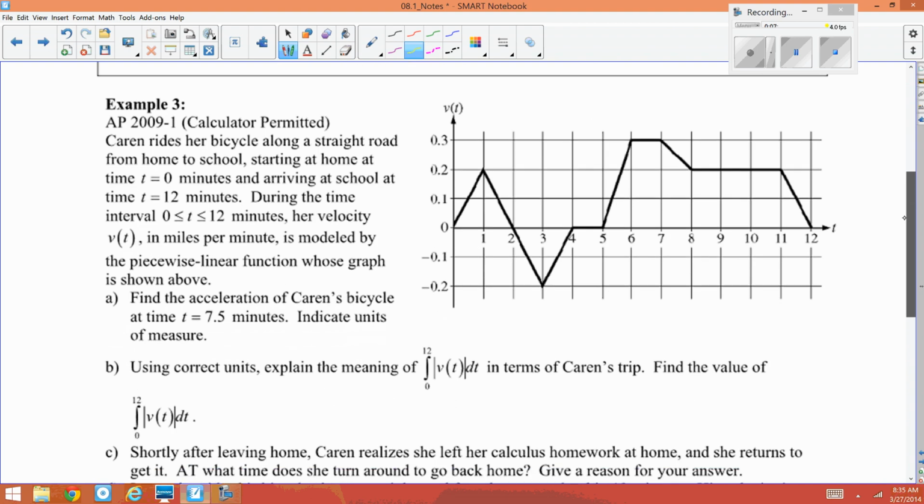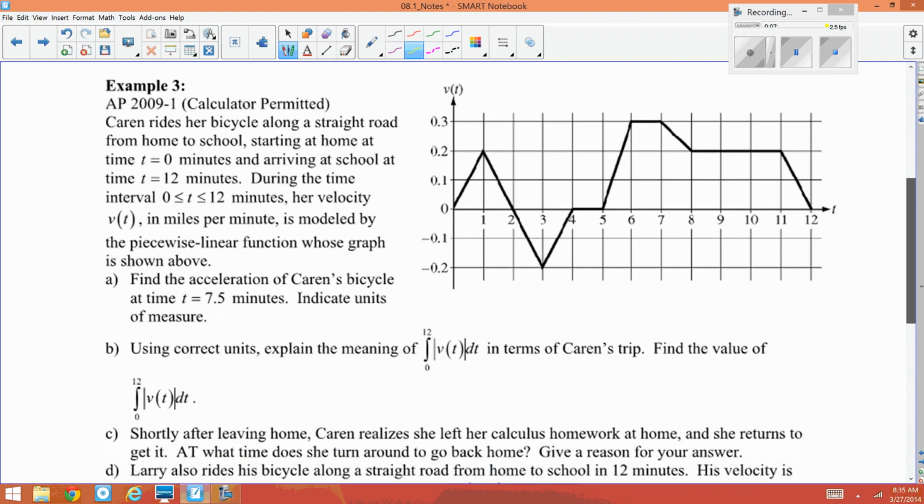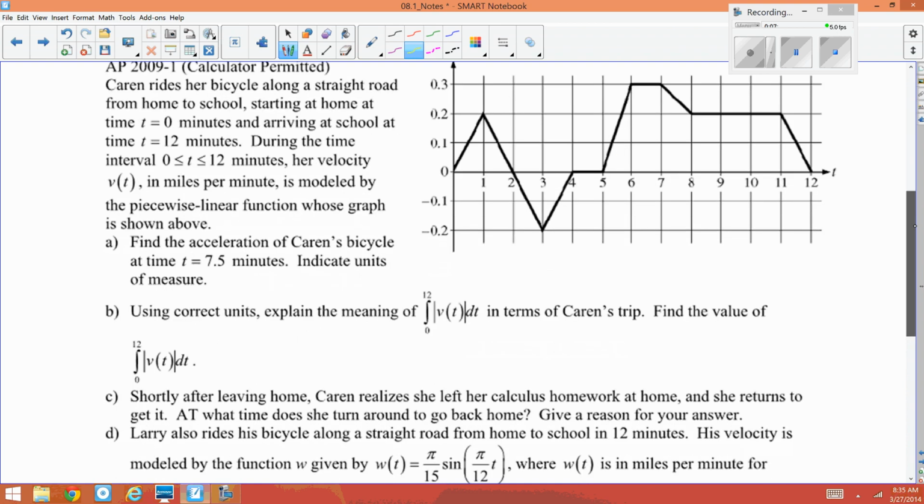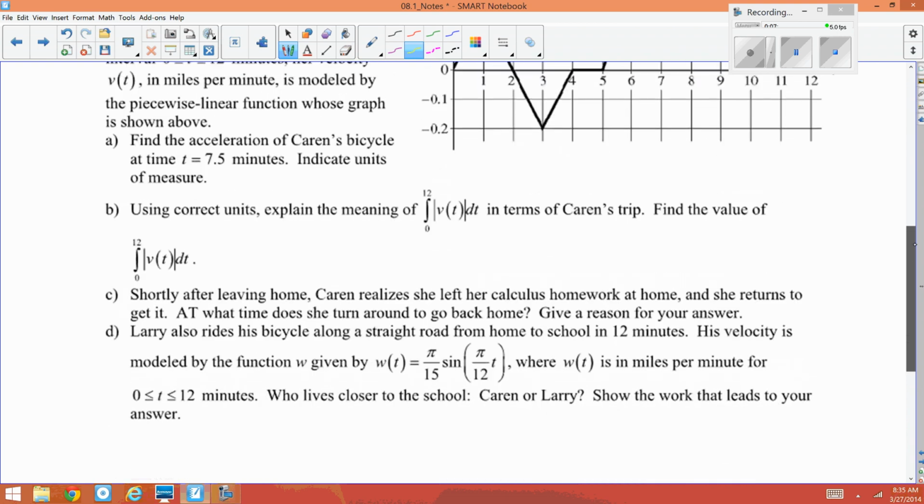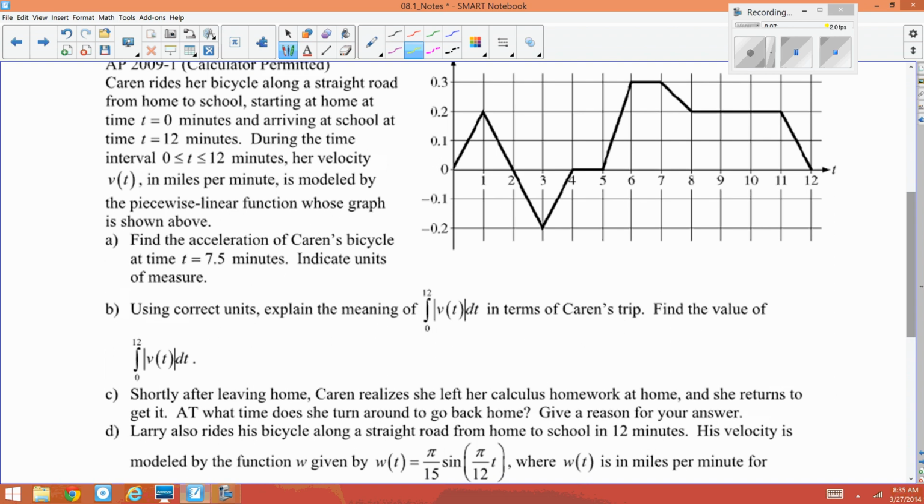This is one of the actual AP exam problems, and the mean value on this was 4.67, so that was pretty good. I probably won't get through all of this in the video, but I want to talk about a few of these. So let's look at part A. Find the acceleration of Karen's bicycle at time t equals 5 minutes.